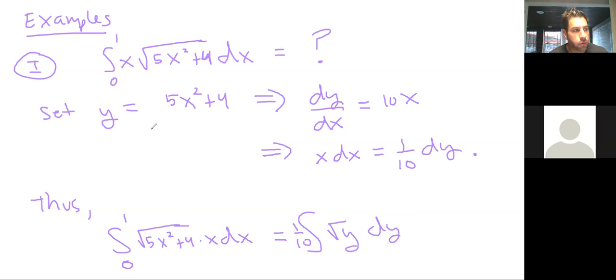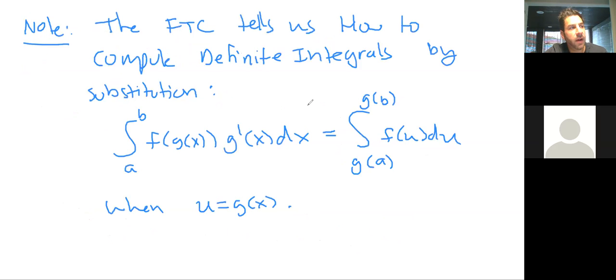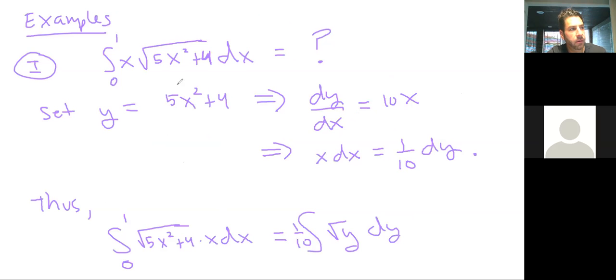Okay, so how do we do that? Well, the theorem that we wrote down last class, the fundamental theorem of calculus, gives us that. How do we find our new bounds? Notice our new bounds are what happens when we plug our old bounds into our new function. So we have to take 0 and plug it in for x, and then we have to take 1 and plug it in for x.